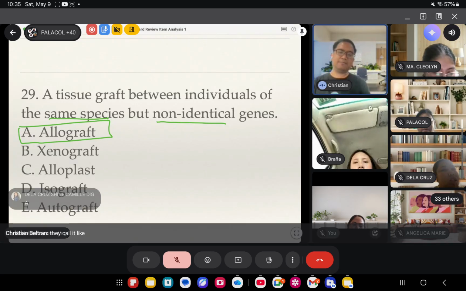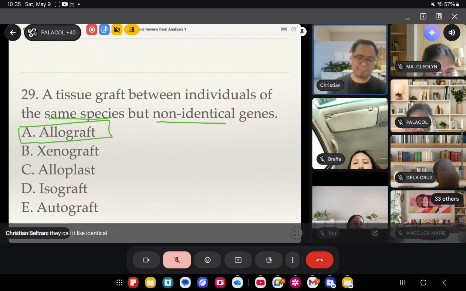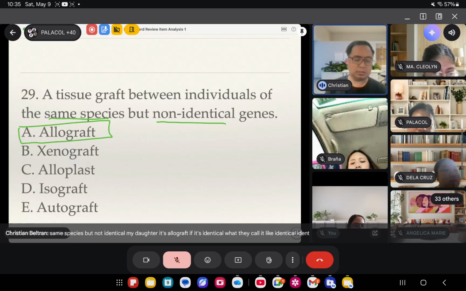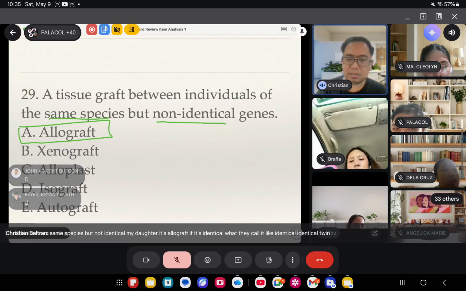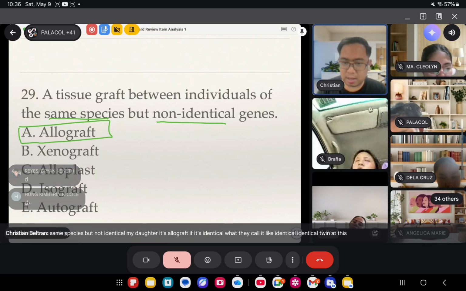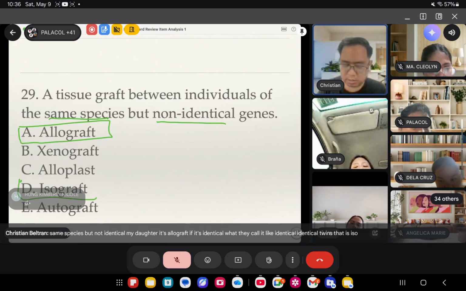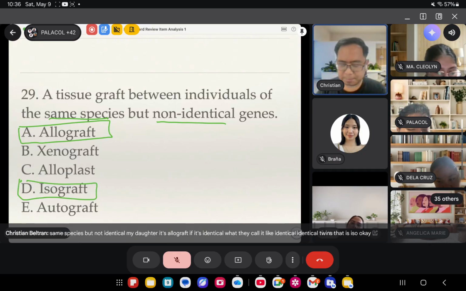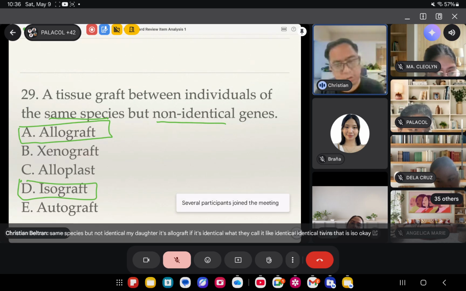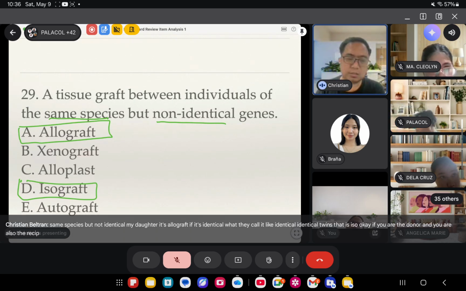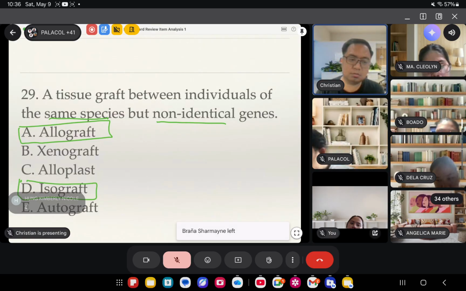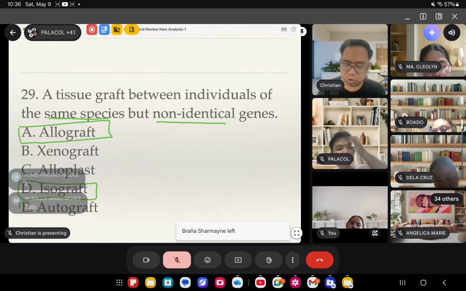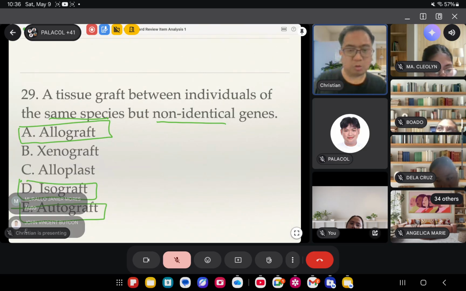If it's identical, what do you call it? Like identical twin. That is iso. Okay. If you are the donor and you are also the recipient, you call that autograft. Okay. Autograft.